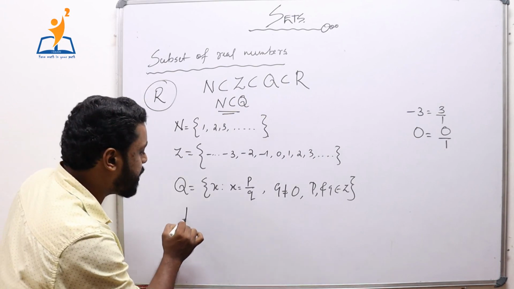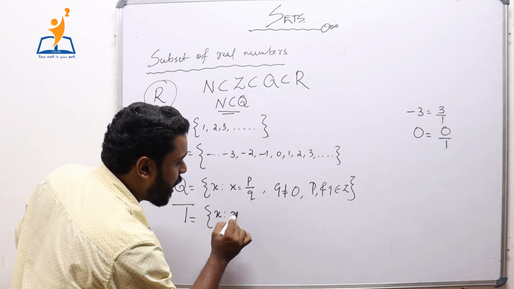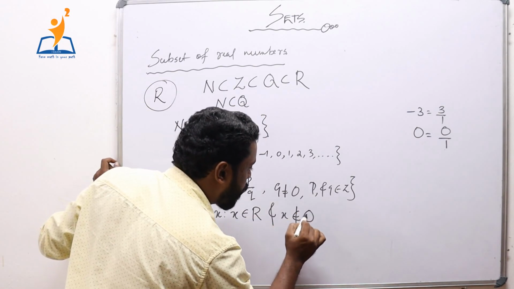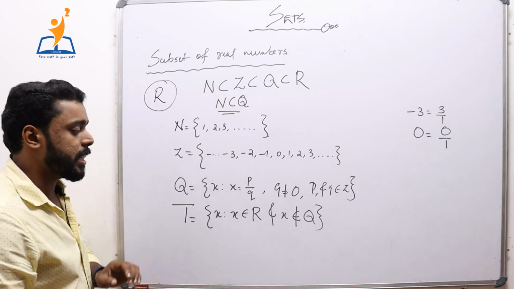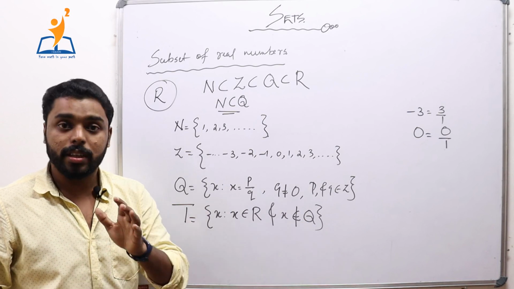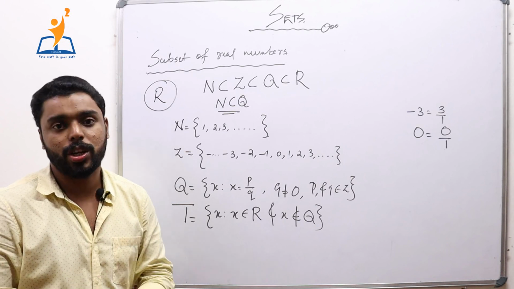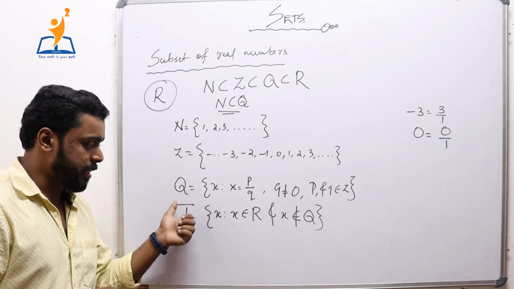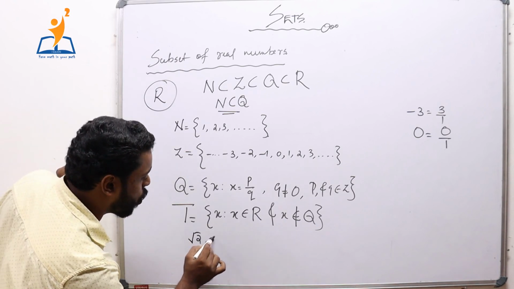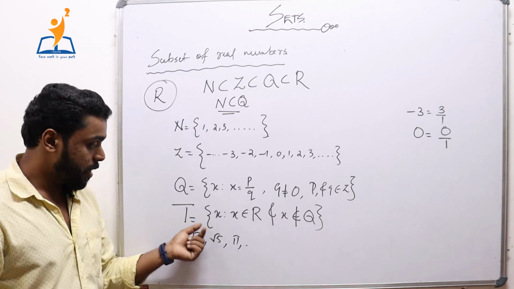Also note that let T be the set of all x such that x is an element of R and x does not belong to Q. What is that set? Those numbers which are elements of the set of all real numbers, whereas they do not belong to the set of all rational numbers. Such numbers are called irrational numbers. So we use the letter T to denote the set of all irrationals. So we have root 2, root 5, pi, etc. in the set T.